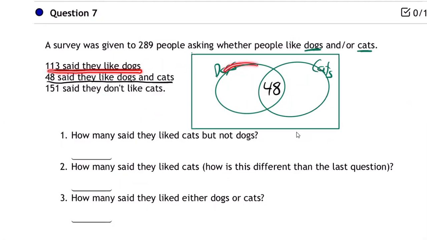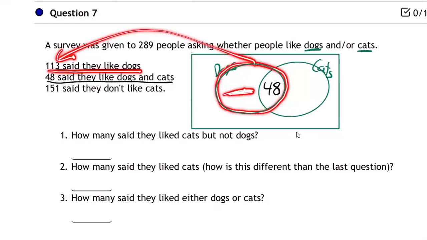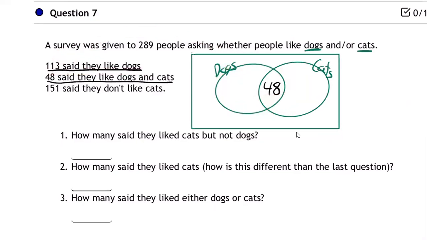113 said they like dogs. That means the whole dog circle, to reflect this truth, must contain 113 total. This right here is the dog only category, and the middle is where they like dogs and cats. So the total dog circle's got to be 113. So how can I figure out what this is right here? The dog only section. You can do 113 minus 48.